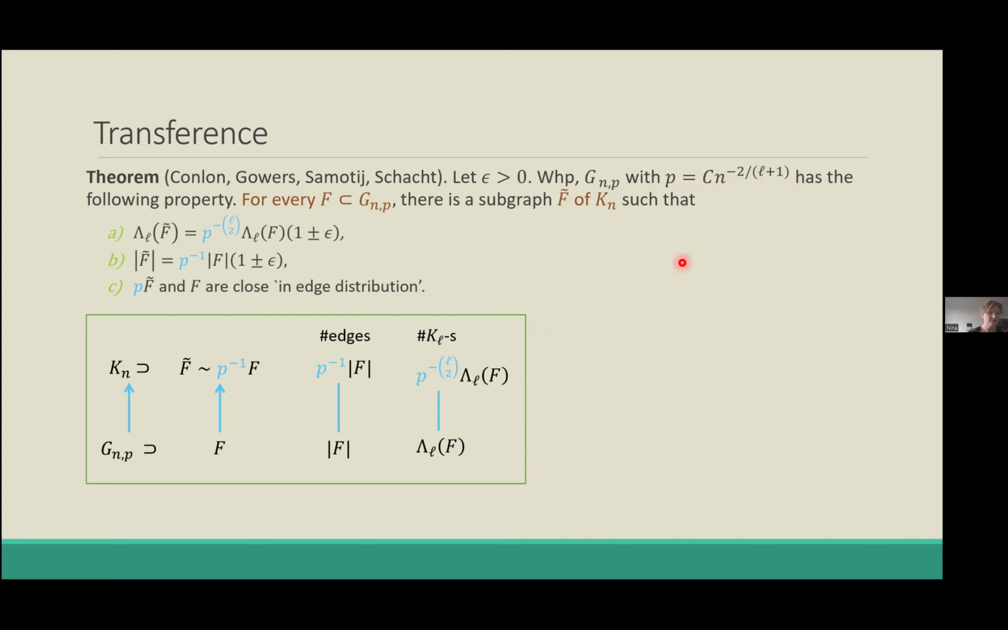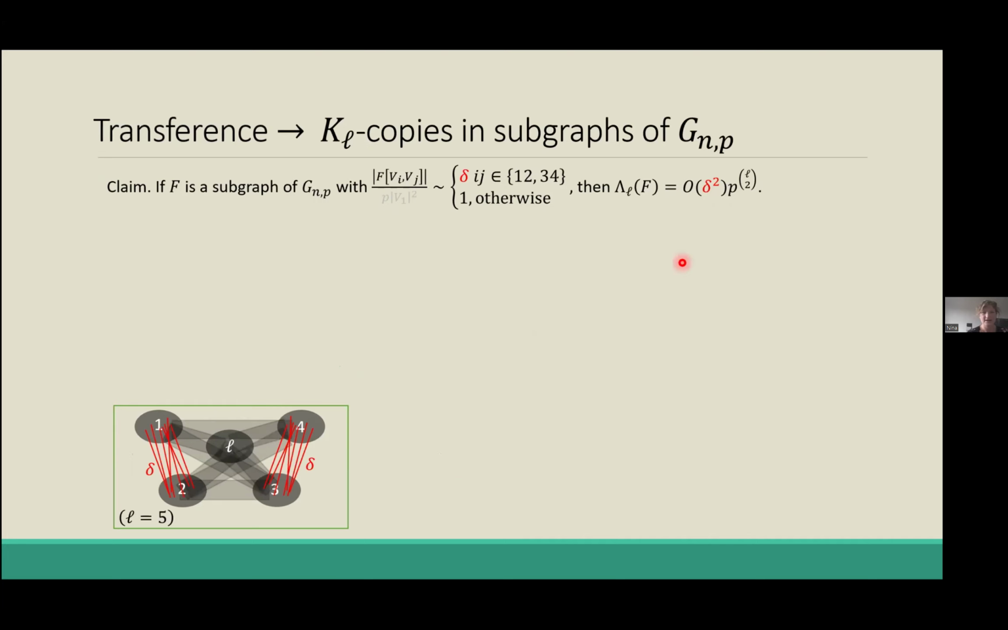Okay, so how do we apply this transference statement in our setting? Well, remember the problem was the following. You have a certain subgraph F of G(n,p), and you have a restriction on the densities of this subgraph between the different parts. And you want to bound the number of K_L copies. And here's how you do it.